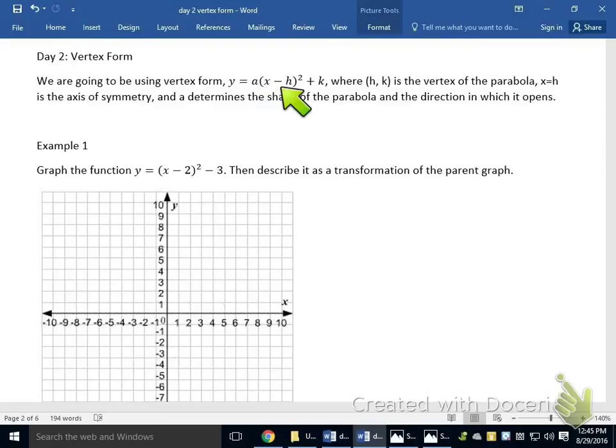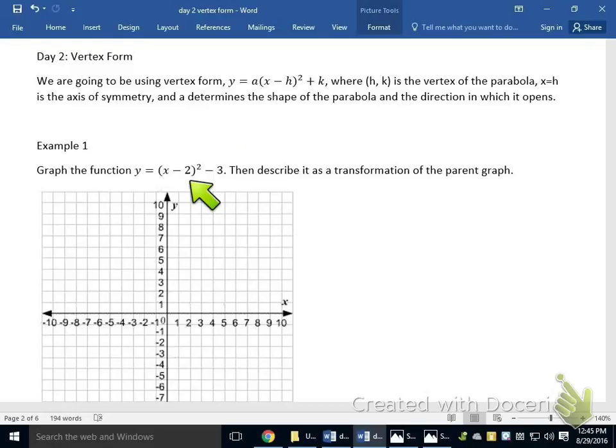Today we are going to be using vertex form, and that is y equals a times (x minus h) squared plus k. This is related to the point-slope form we were doing yesterday, where x subscript 1 is now h, y subscript 1 is now k, and instead of a slope you have a dilation factor, which is a. (h, k) is the vertex of the parabola, meaning on the previous parent function the vertex had been (0, 0), so if it moves left, right, up, or down, it's moving to this point (h, k). And x equals h will always be your axis of symmetry, and a determines the shape of the parabola and the direction in which it opens.